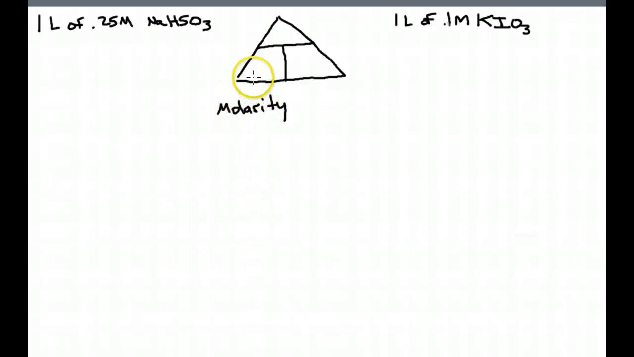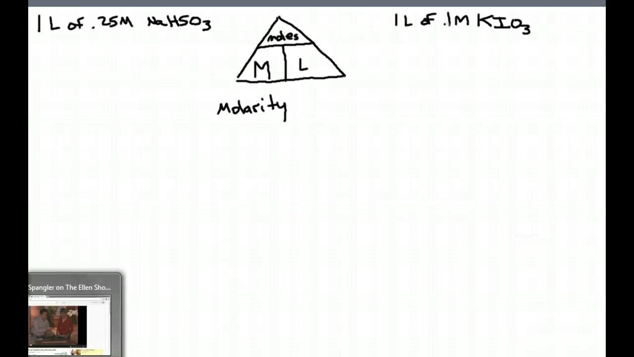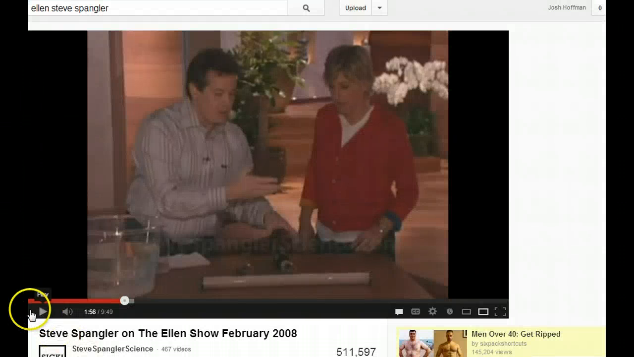We shorten molarity to a big capital M. I'm just going to write it right here in our triangle. Molarity is defined as how many moles of solute are in a liter of solution, or some volume of solution. But before we get to the actual problems, I wanted to show you an example of this at play.